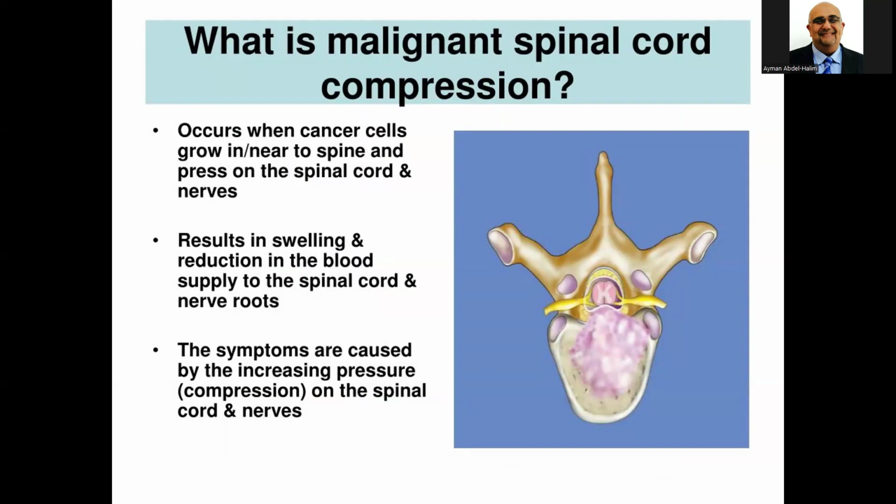Now, I'm going to talk for a few slides about malignancy in the spine and spinal cord compression, what we call malignant spinal cord compression. It occurs when cancer cells are near the spine and press on the spinal cord. This can result in swelling and reduction of the blood supply to the spinal canal and nerve roots. The symptoms are caused by increasing pressure on the spinal cord and nerves.